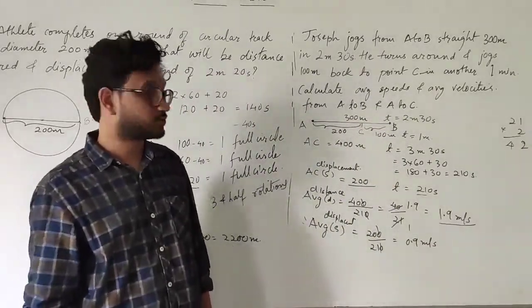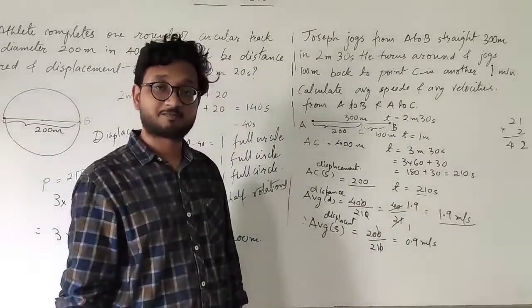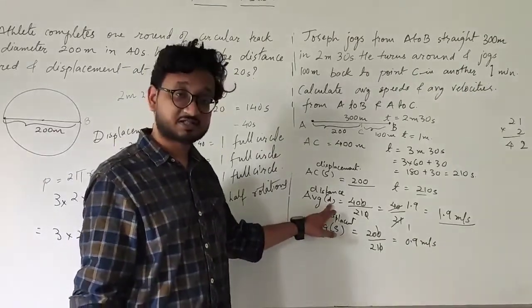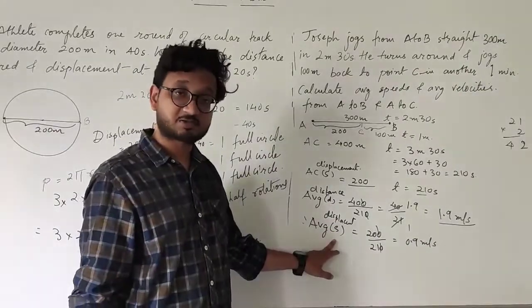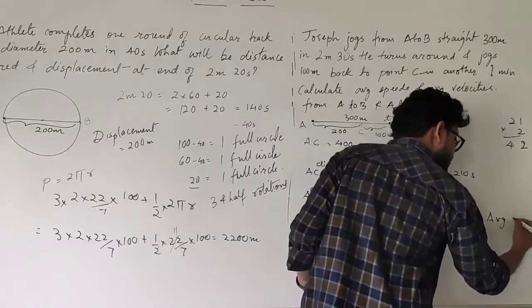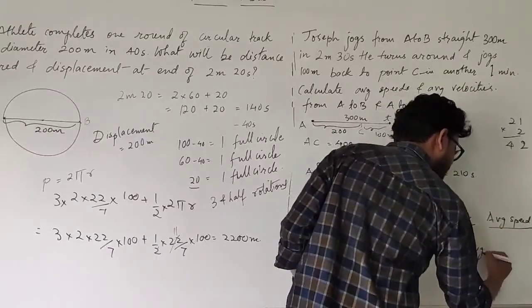I hope it is clear to you, students. This is how you calculate average speed and average velocity. Over here we have taken total distance, and over here we have taken displacement. We are finding average speed, and this is average velocity.